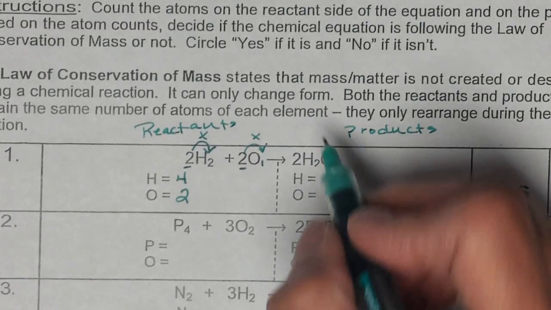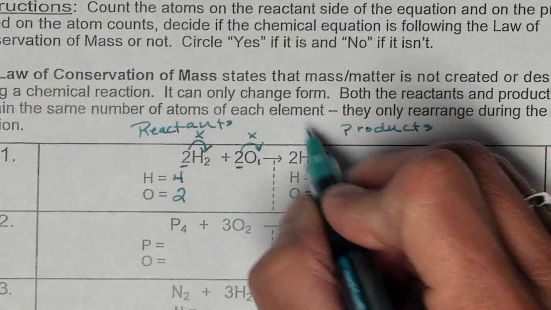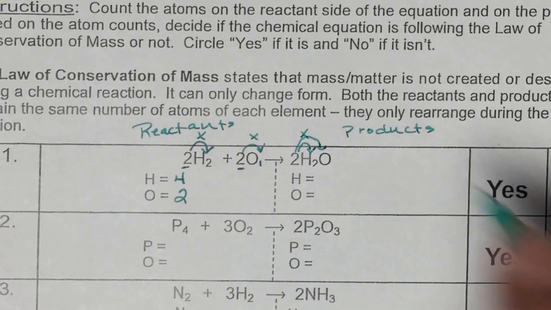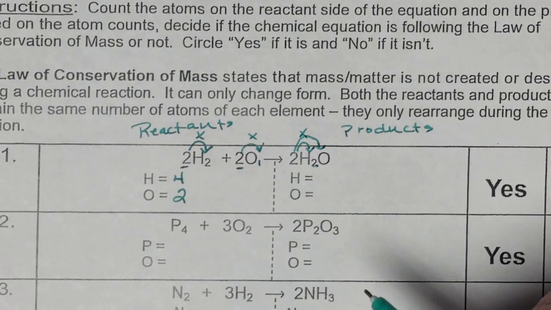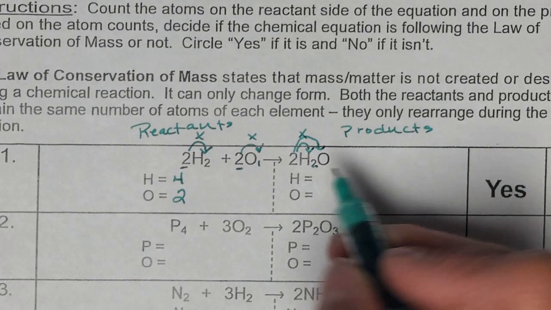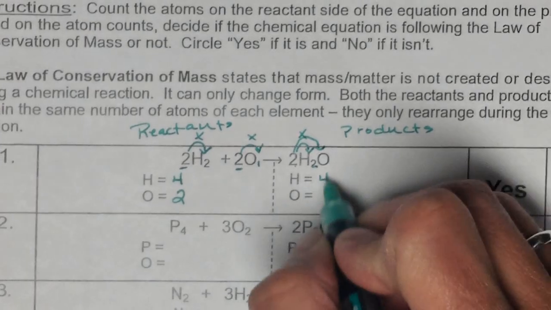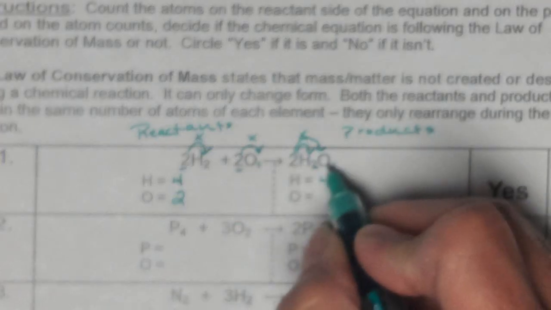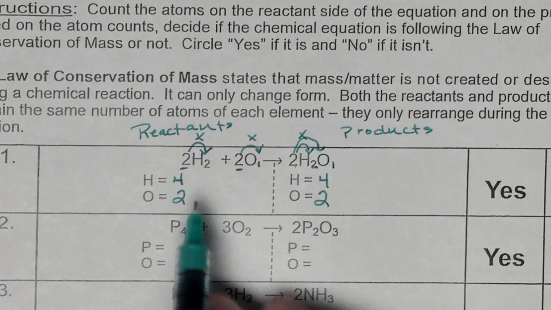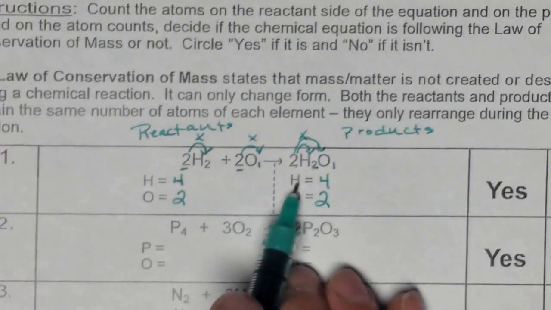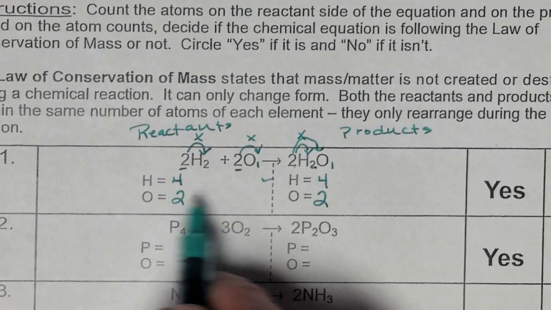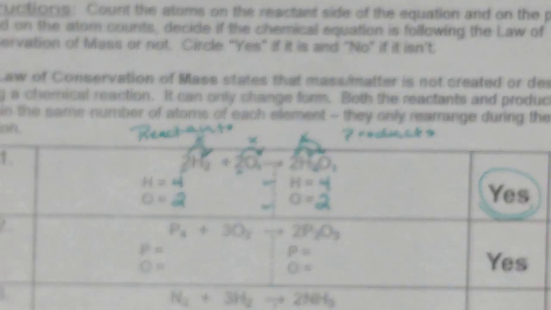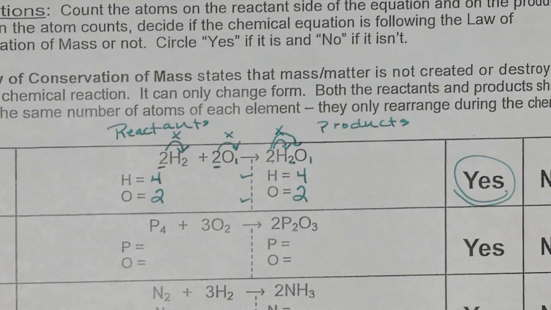On this side, you have this 2 goes to everything behind it, so it goes to that hydrogen and that oxygen. You multiply both. The hydrogen has a subscript of 2, so 2 times 2 is 4. And the oxygen has an understood 1 subscript, so 2 times 1 is 2. Do I have 4 hydrogens on both sides? Yes, I do. Do I have 2 oxygens on both sides? Yes, I do. So it, yes, follows the law of conservation of mass.